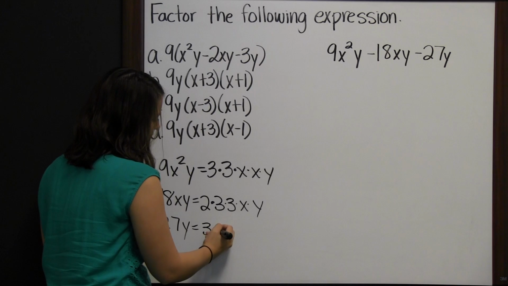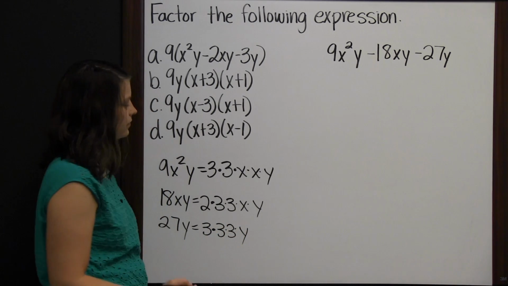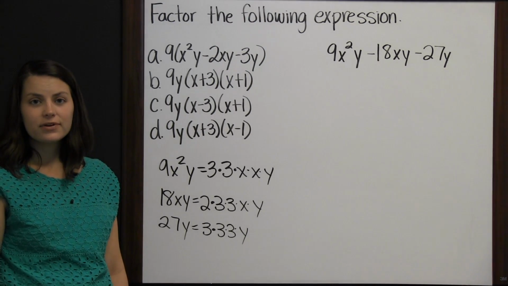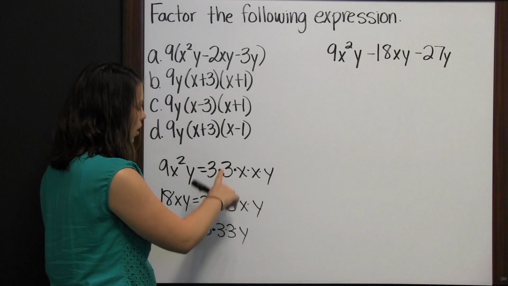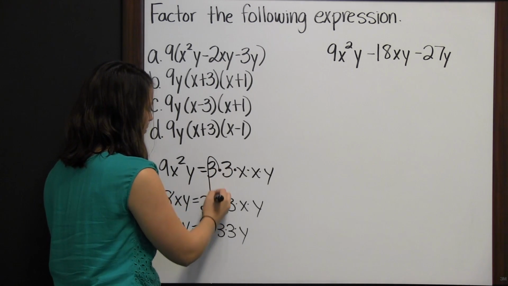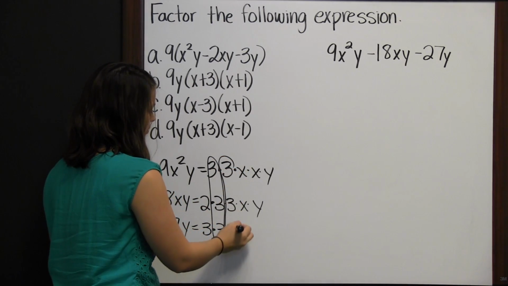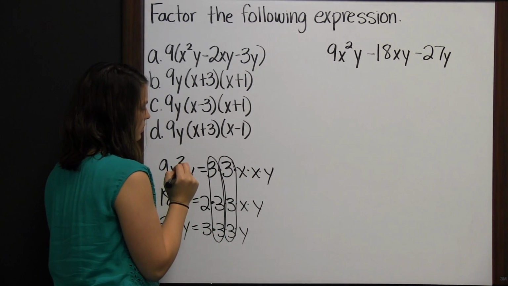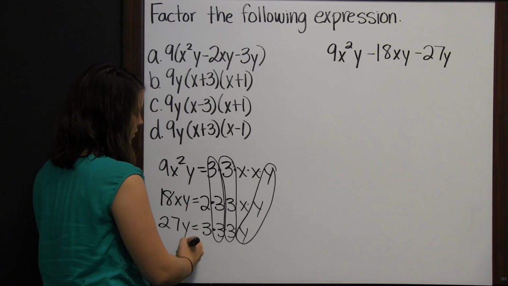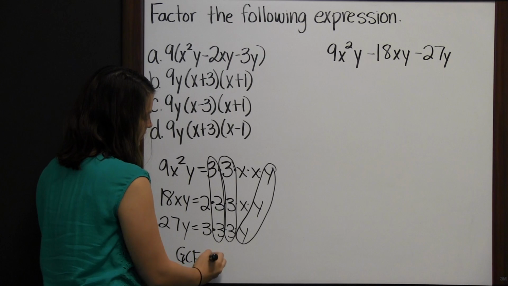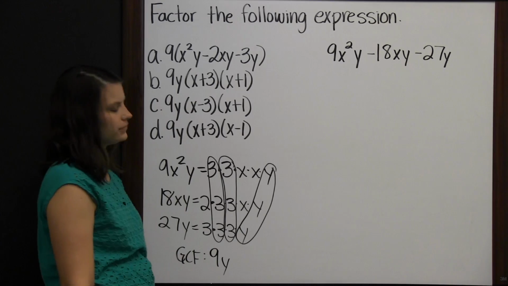27 is 3 times 9, and 9 is 3 times 3, times y. Now to find the GCF, we look for what all three of our terms have in common. All three of our terms have a 3 in common. All three of our terms have another 3 in common. And all three of our terms have a y in common. So the GCF is 3 times 3 times y, 9y.